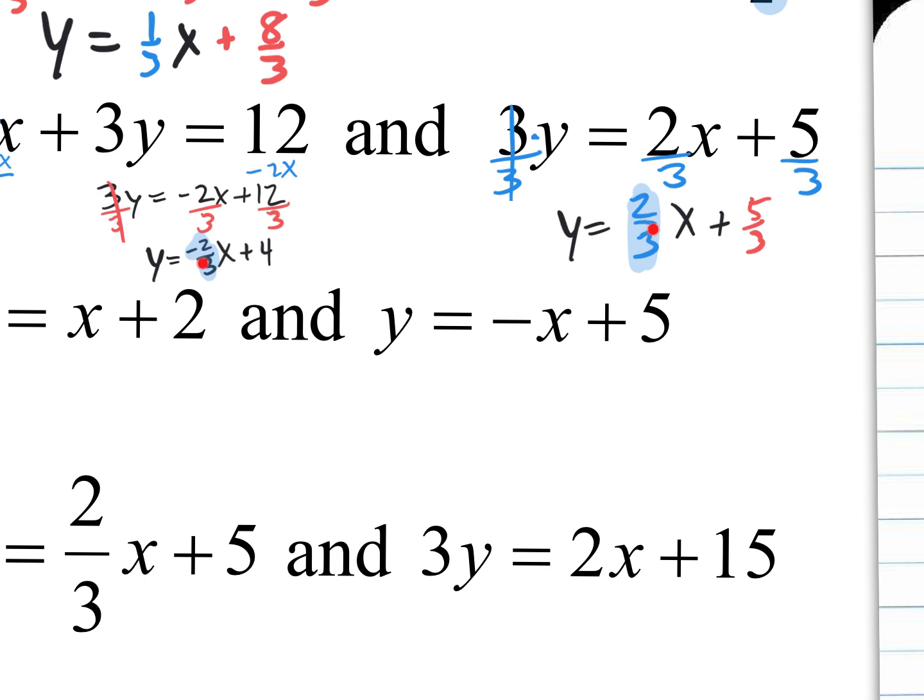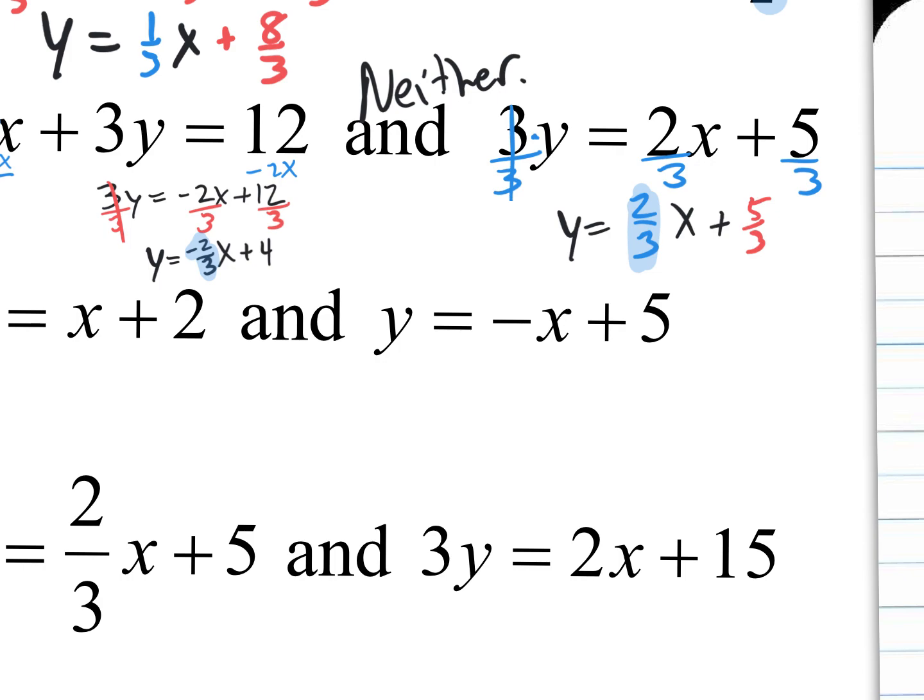Are those parallel? No, they're not. In order for it to be parallel, it has to be the same slope. This one's negative 2/3, that one's positive 2/3. They are not the same, they're actually opposite. Are they perpendicular? No, because to be perpendicular, you have to have a sign change from a negative to a positive. That's done. But it has to also flip the fraction. So the other fraction should be 3/2, not the same 2/3. So this is another example of neither, right? So this is neither.